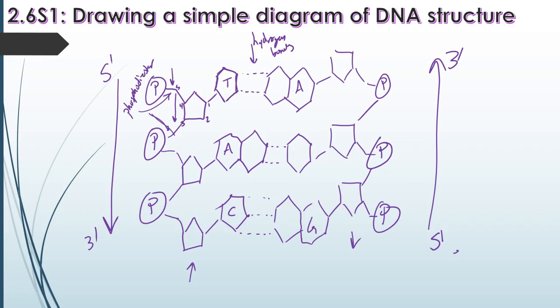Okay, this would be a drawing. Everything is labeled. This one would have to be a T, right? C pairs with G with 3 bonds. A pairs with T with 2 bonds, and T pairs with A on here with 2 bonds as well. Okay, that would be an adequate drawing to get all your points for drawing a simple diagram of DNA.